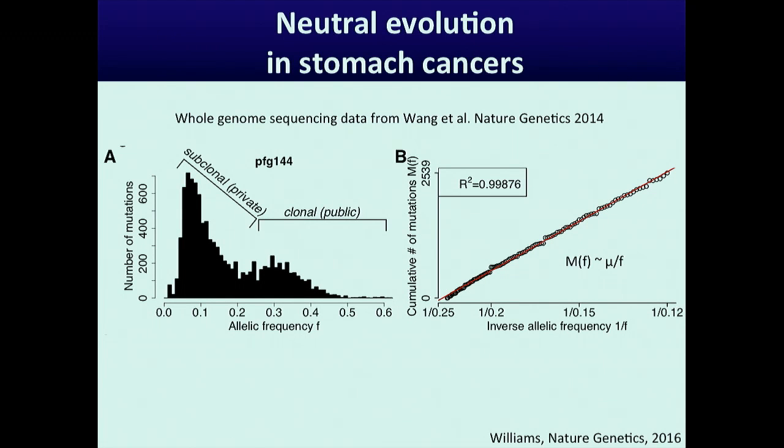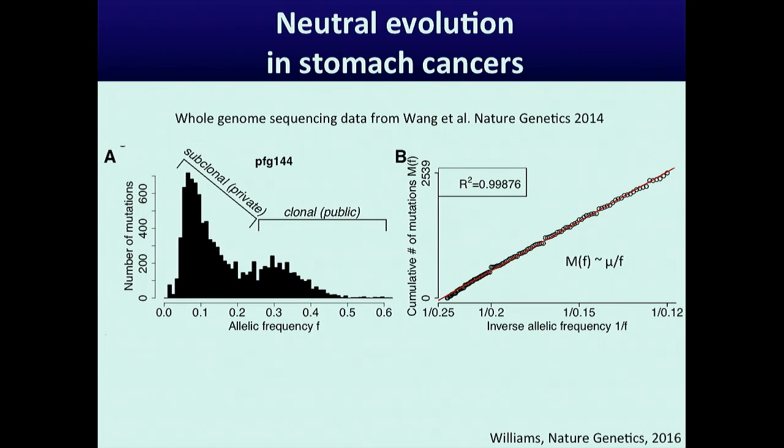So you've seen this histogram already. This is actually whole genome sequencing of a stomach cancer. It's 100x whole genome sequencing from a nice paper from a few years ago. This is the cumulative histogram of just the subclonal mutations, so just looking in this frequency range down here, plotted against 1 over f, and you can see it really is a straight line. It really is linear in 1 over f. And so we can conclude that this tumour is evolving in a pattern which is entirely consistent with neutral evolution. The gradient of this line tells us what this mutation rate is.